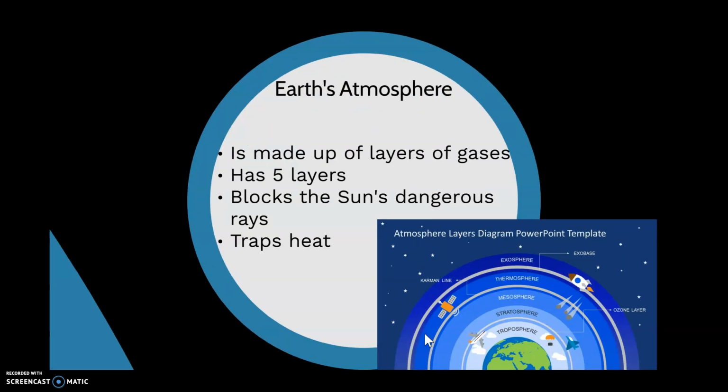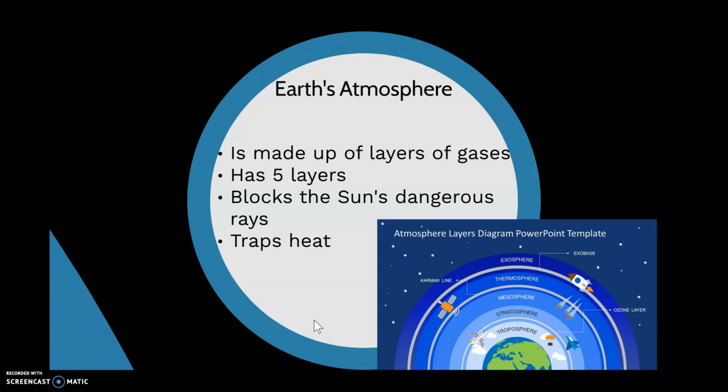Okay, so now that you guys had a chance to talk with your table groups, and you went over what you thought, and we made a chart of different ideas, let's actually talk about what it is. Okay, so it has 5 layers. It's different layers of gases, and they're listed here on the graphic.